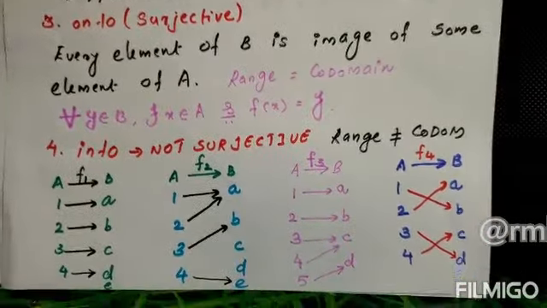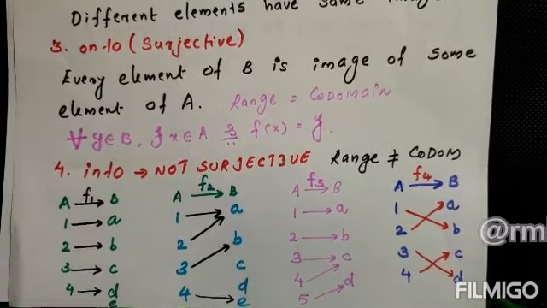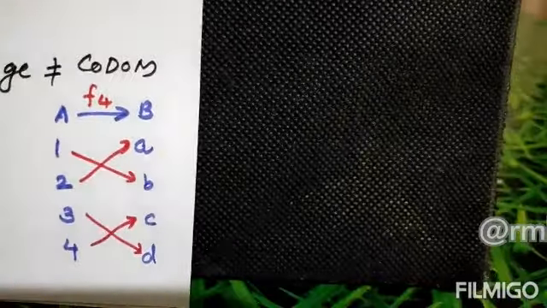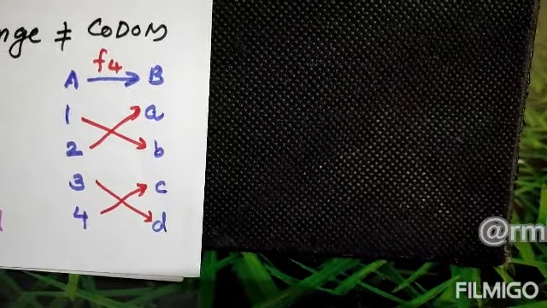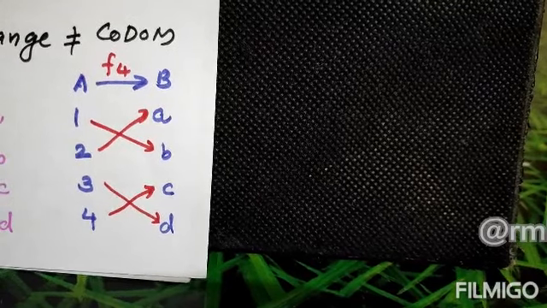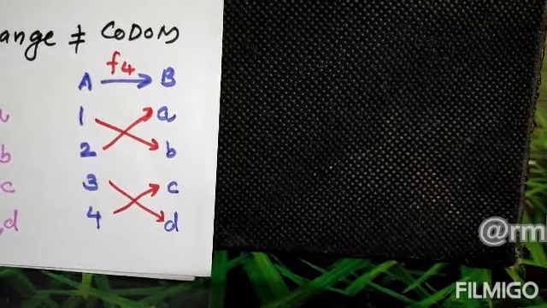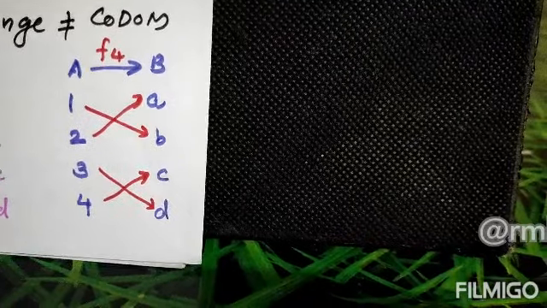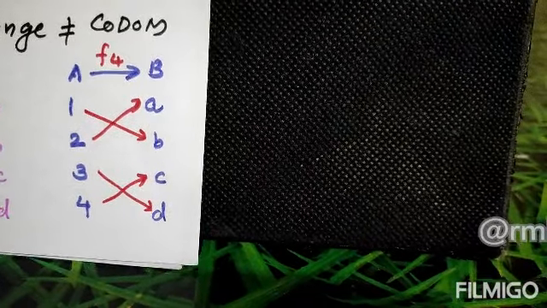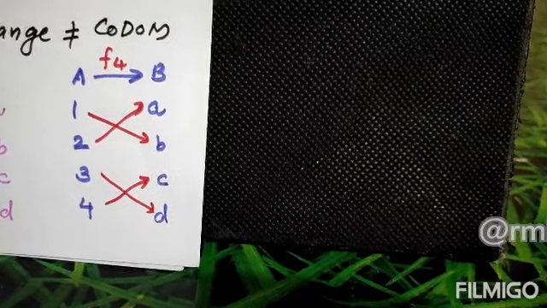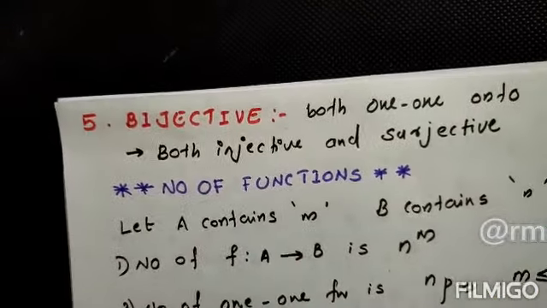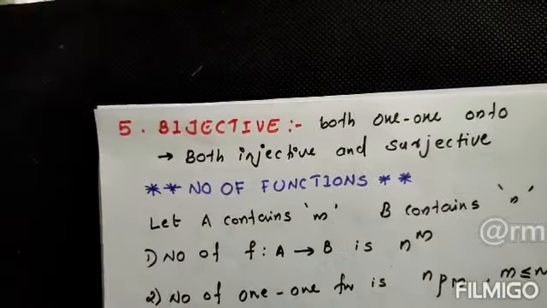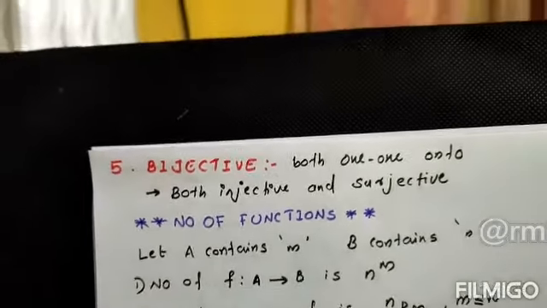And the last case is the 1-1 and onto function. Any function that is 1-1 and onto, like f4. It is clearly 1-1: different elements have different images. And the second set, the codomain set, is fulfilled. Codomain is equal to range. So f4 is a bijection. A 1-1 and onto function is called a bijective function. Both injective and surjective, that is called bijective.